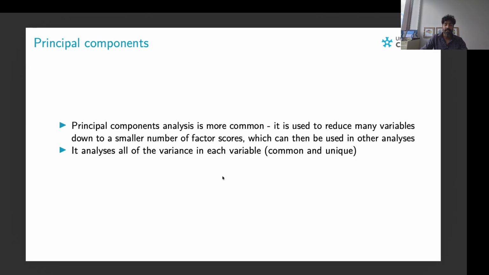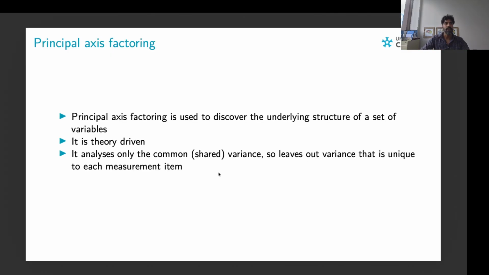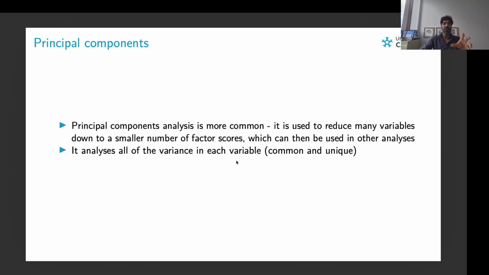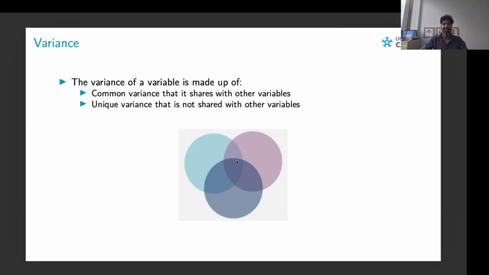But principal components analysis, it's more common, but it's used to reduce many variables down to a smaller number of factor scores, which can then be used in other analyses. So it analyzes all the variance in each variable, common and unique, and then it tries to synthesize that down into a smaller number of factor scores, and then you create the composite score there, and then use that forward. So again, principal axis factoring discovers the underlying structure of a set, and principal components is synthesizing data down into its fundamental smaller number of factors. Hopefully that helped.